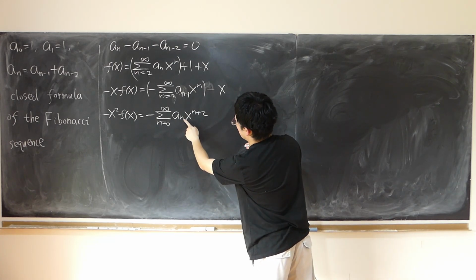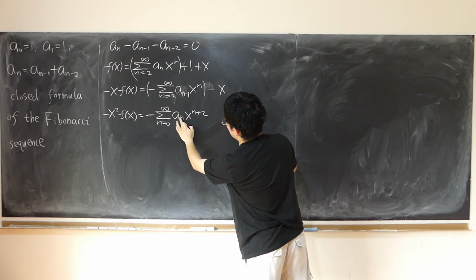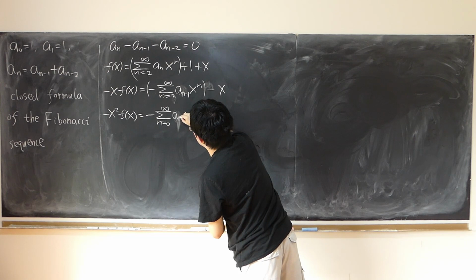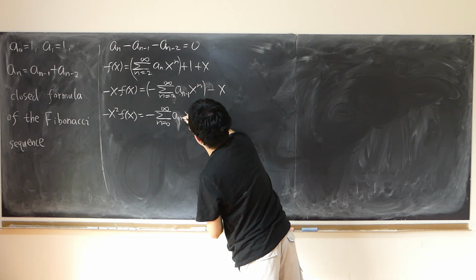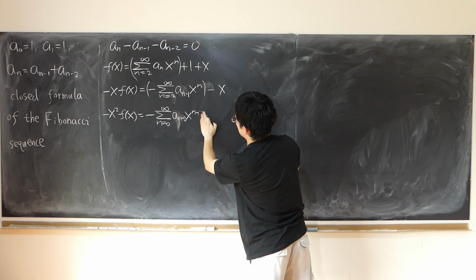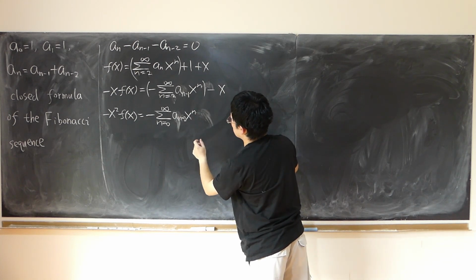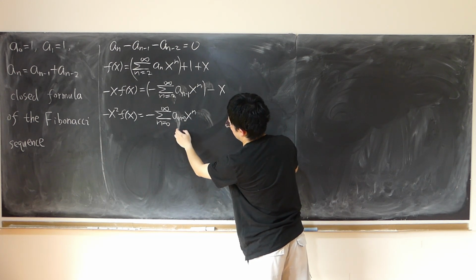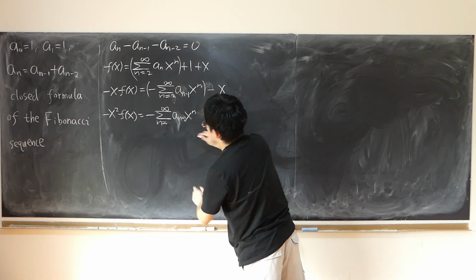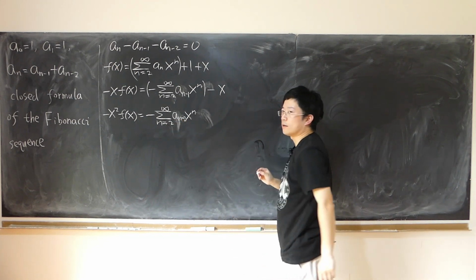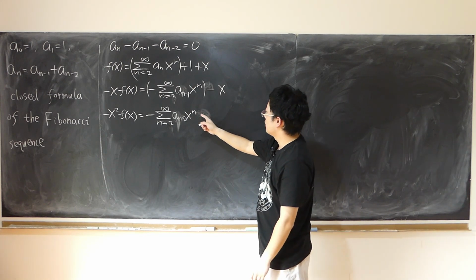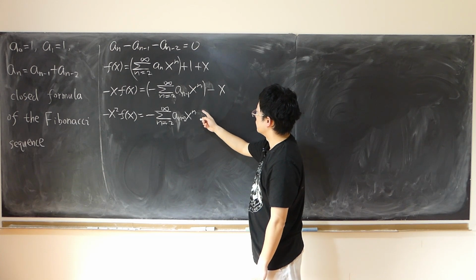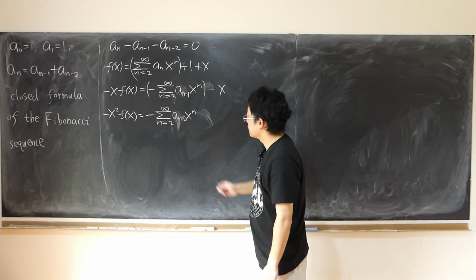Also, replace n with n minus 2, so a_n becomes a_(n-2), and n plus 2 becomes just n. And when it was n, I started from 0. Now it's n minus 2, I start from 2. It's a dummy index, that's fine. When it was n plus 2, n starts from 0, the power starts from 2. The power starts from 2, exactly the same thing.